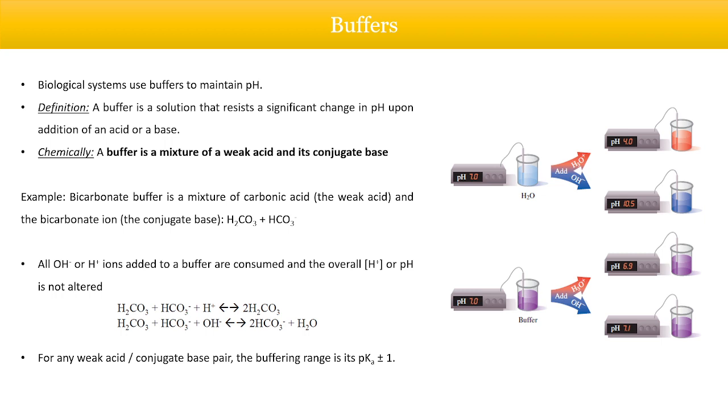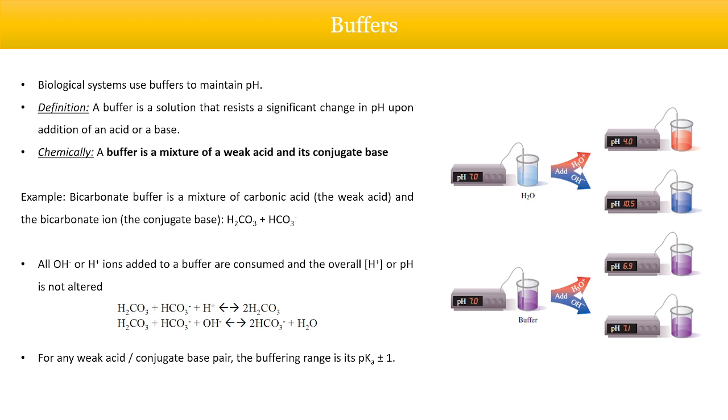And this is what we call a buffer. It is a mixture of a weak acid and its conjugate base. A bicarbonate buffer is a mixture of carbonic acid, which is the weak acid, and the bicarbonate ion, which is the conjugate base. So H2CO3 and HCO3 minus. All the hydroxide or H plus ions that we add to our buffer are consumed, and the overall H plus concentration, or the pH, does not get altered to that extent.